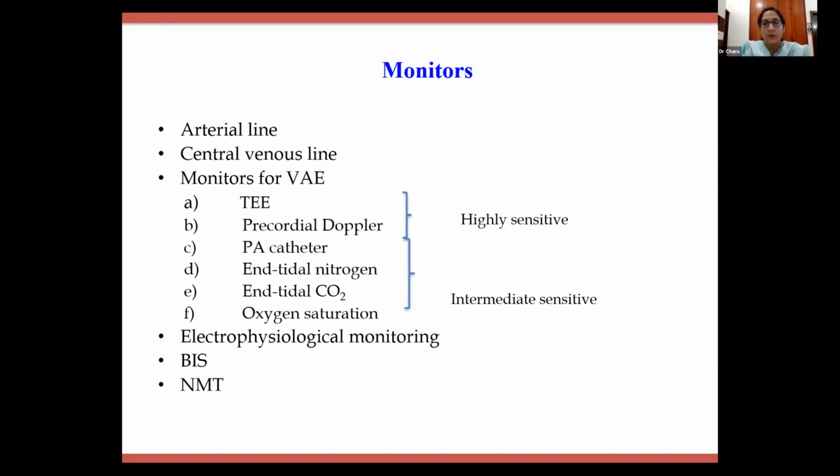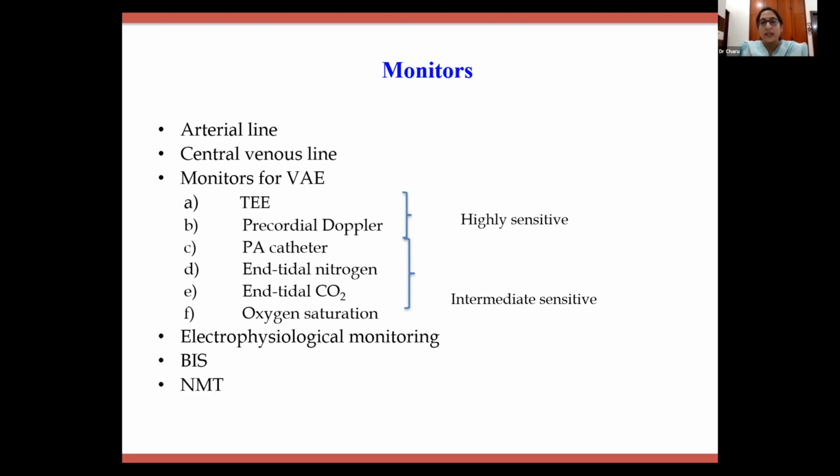The other monitors that we use are the arterial line for beat-to-beat measurement of arterial blood pressure, as well as for intermittent ABG sampling. But always remember that the transducer has to be zeroed at the level of the tragus, to give an adequate measurement of cerebral perfusion pressure. The central venous line is inserted in almost all the patients because these surgeries are usually long-lasting, and also because we might need to aspirate air.